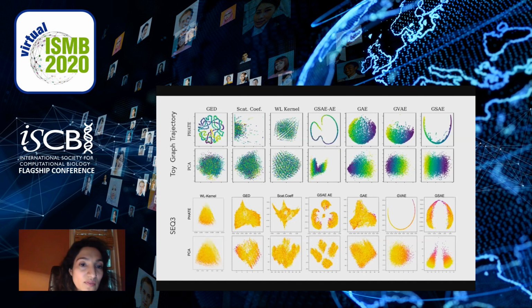We've shown this in a recent preprint that we're also going to present at the Graph Representation Learning workshop at ICML. Here's a toy graph on top, which shows a linear trajectory. We created it to be a linear trajectory. We randomly modified one graph sequentially, and you see that the GSAE shows the linear structure of it the best.